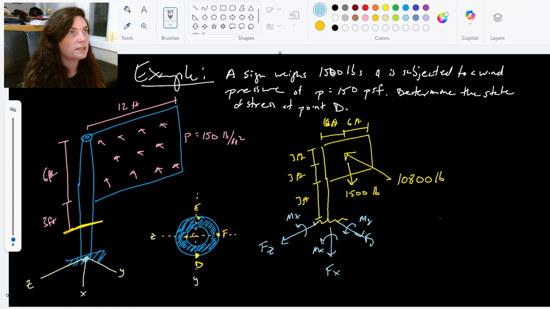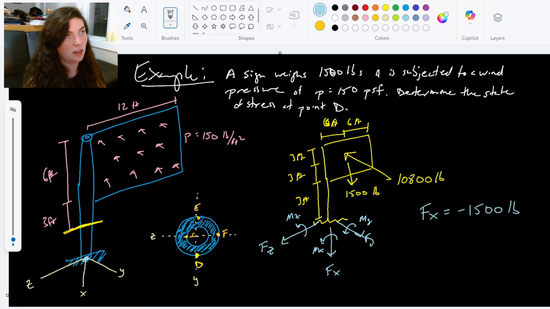So in this case, let's go ahead and do our forces first. That's probably our easiest. Sum of x forces: we can see that there are only 2 forces in the x direction, our Fx and our 1,500 pounds. So that tells us that our Fx is actually pointing in the wrong direction. Our Fx is actually compressive.